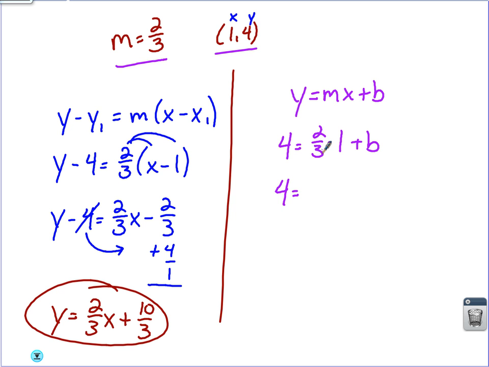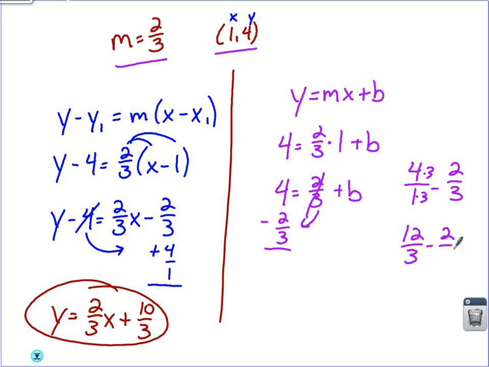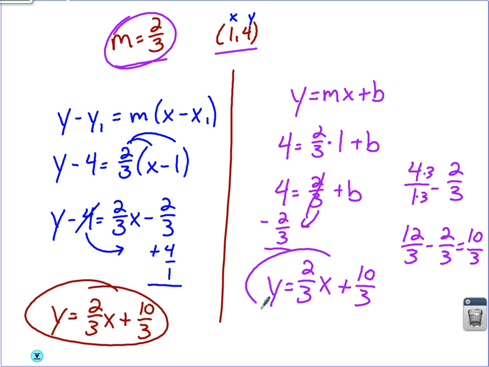So I have 4 equals 2/3 times 1, which gives me 2/3 plus b. When I move 2/3 over, I'm going to do so by subtracting 2/3. So I've got 4 wholes minus 2/3. Common denominator would be 3, so I'm going to multiply top and bottom by 3 to obtain 12/3 minus 2/3, which is, again, 10/3, the same answer we got the previous way. So that gives me an equation of y equals m, which is 2/3, x, and then plus your b, which is 10/3. We obtain the exact same answer the other way as well.